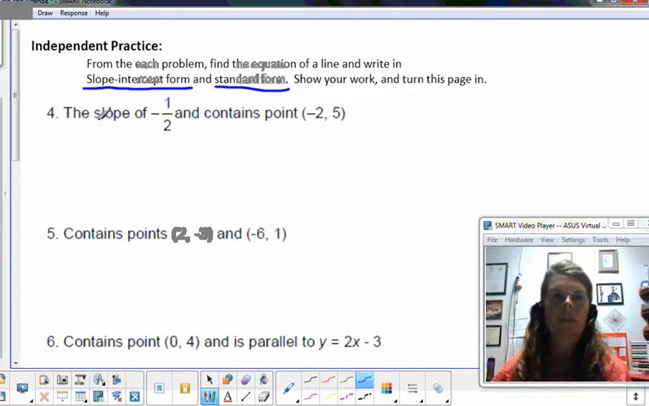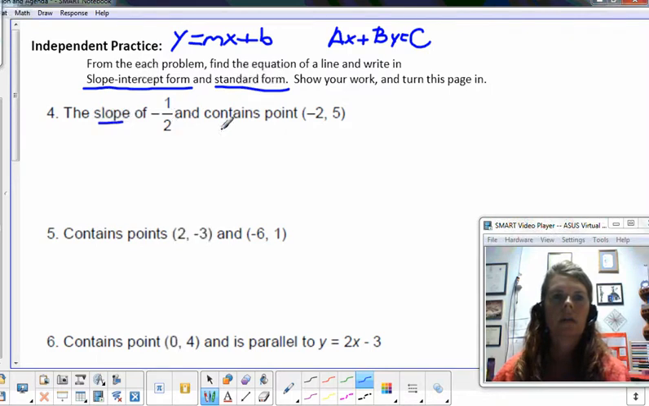So, first of all, you need to know what slope-intercept form is. Let's write that at the top of your page. Slope-intercept form is y equals mx plus b. That's from the first page of your notes. And then standard form is a coefficient a with the letter x plus by equals c. Now, we didn't talk about that in class much today, so I'm going to make sure I help you through that part.